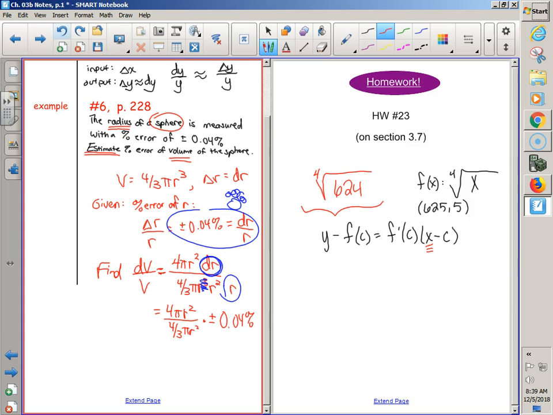Wait, what can I do with these guys? Don't the r squareds just reduce? Don't the pi's just reduce? Don't the 4's just reduce? What's left? A 1 over 1/3. What's a 1 over 1/3? And what's 3 times 0.04?